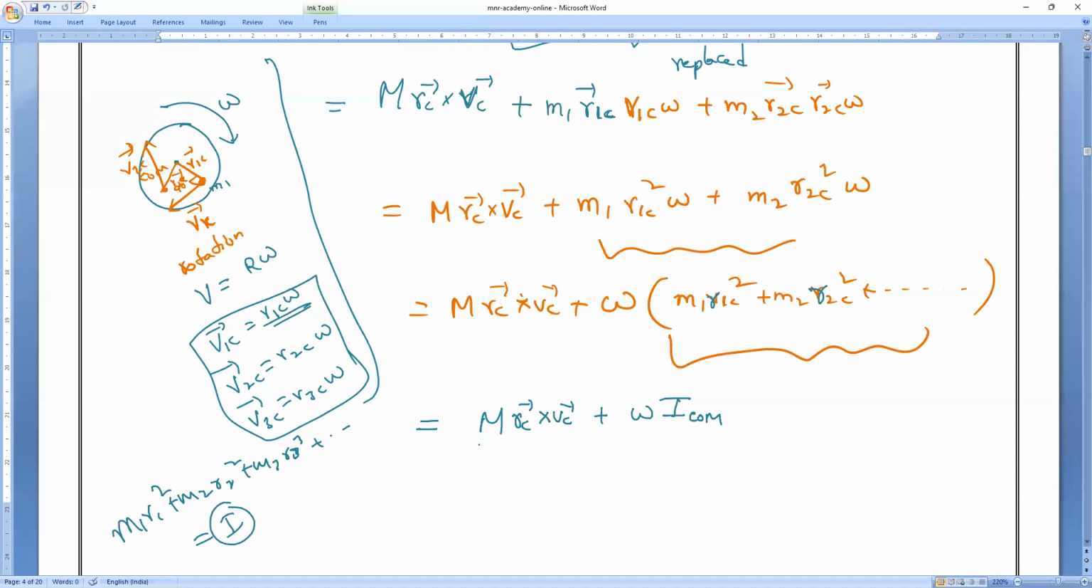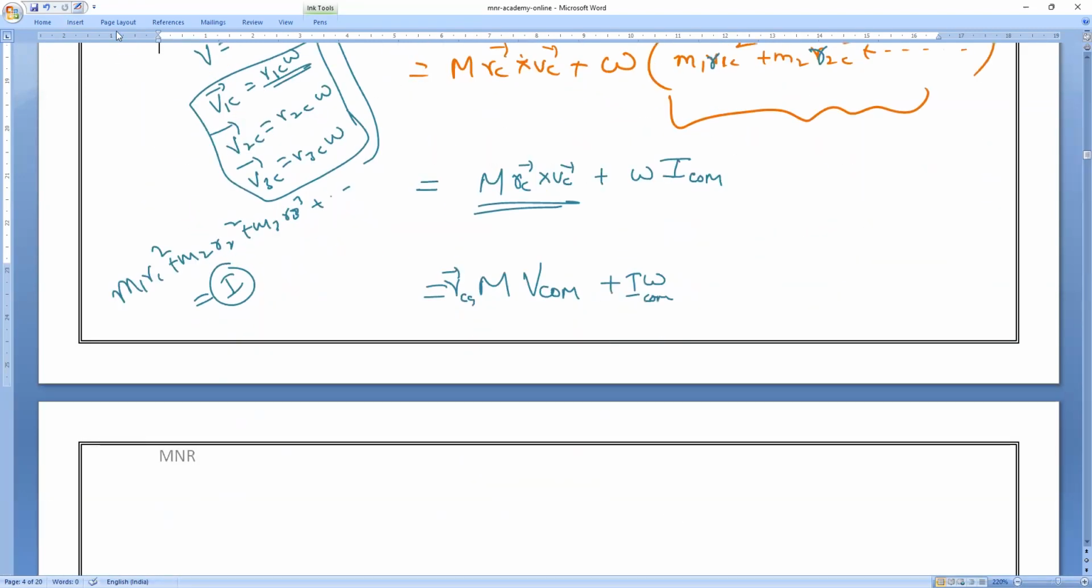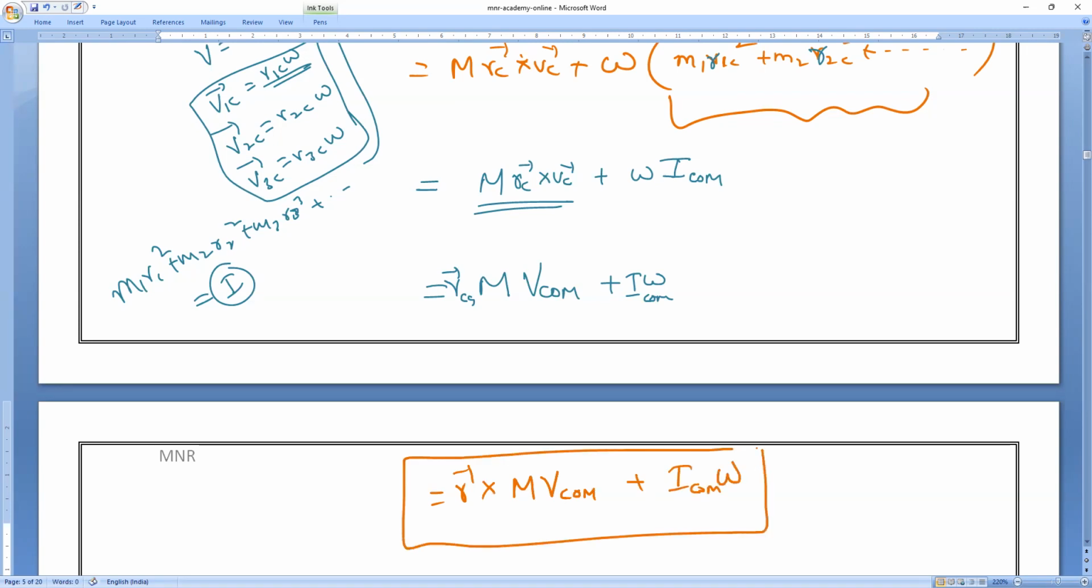That's all it is. So now you can notice it. I can write total mass is capital M, R with respect to ground, into velocity of the center of mass, plus I into omega. So this is only equal to angular momentum. Our relation, you all observe very carefully. So what is our relation? R into M into VCOM plus ICOM into omega. This is our total angular momentum. Am I right, guys?